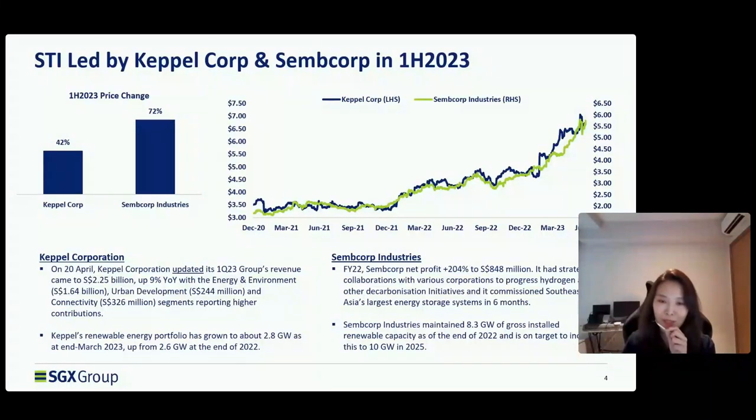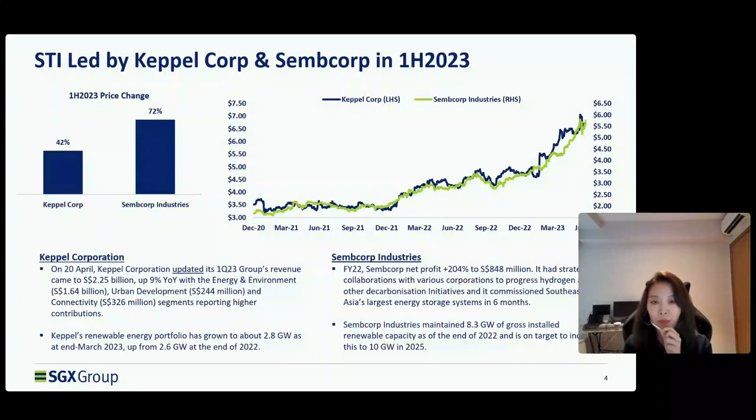But if you look back into the first quarter results that it reported previously, its renewable energy portfolio has grown from 2.6 gigawatts at the end of 2022 to about 2.8 gigawatts at the end of March, first quarter. And if you look at the revenue itself as well, the group revenue went up 9% year on year. Majority of that revenue comes from the energy and environment business, taking up 70% of that revenue. It also has other business lines. Connectivity is one, about 15% of revenue. Urban development is about 10%, and then the remaining goes to asset management.